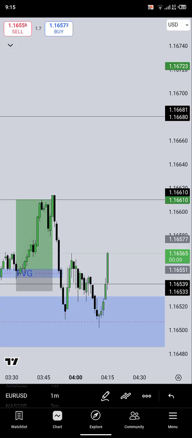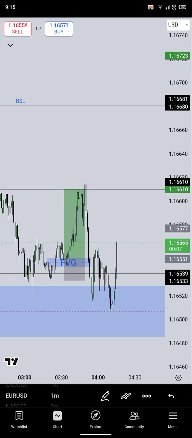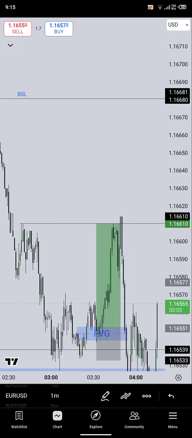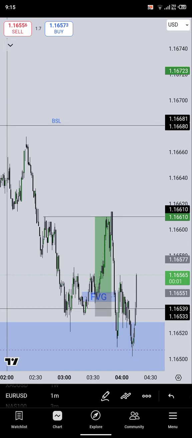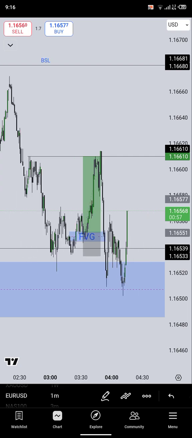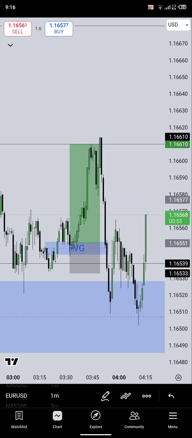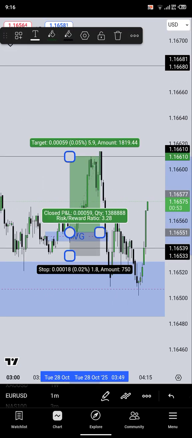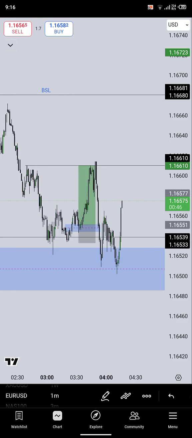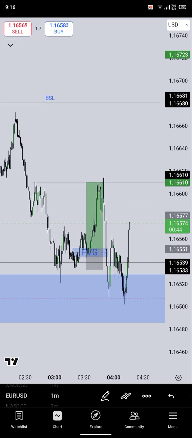So as soon as price hits this buy side liquidity, which is just below the 15 minutes fair value gap, you could exit from that point. So that's a 1 2 3, and yeah, that's it on Euro USD.